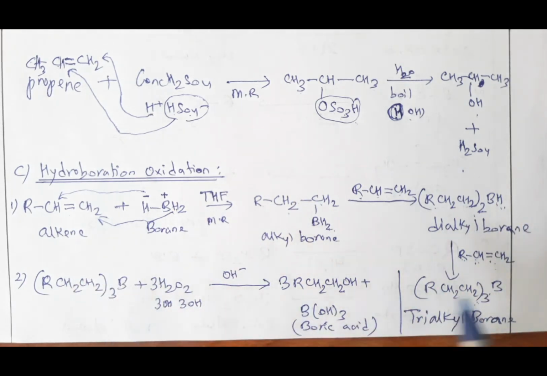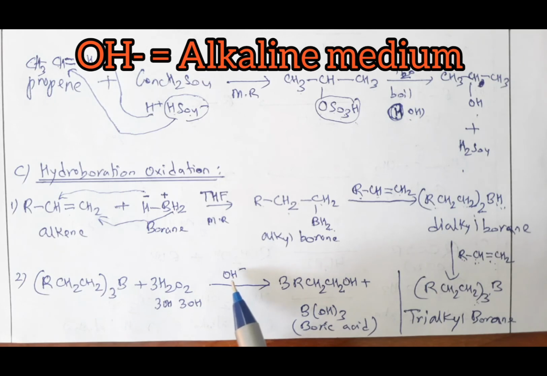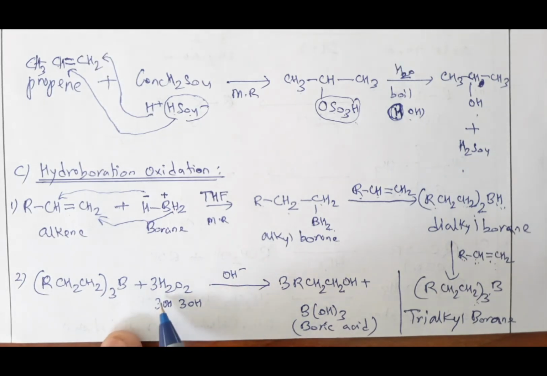Now in the second step, the same trialkyl boron which you obtained here is reacted with hydrogen peroxide in alkaline medium. H plus means acidic medium, OH minus means alkaline medium. Now you can see here H2O2 is 3 times. So you write 3OH, 3OH. It means 3H, 3H, total 6. 3O, 3O means total 6.